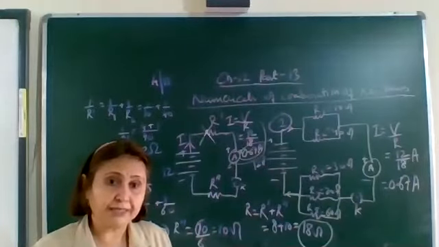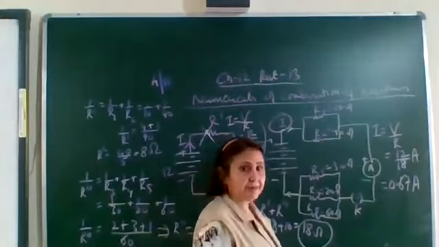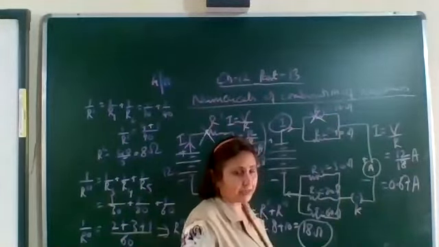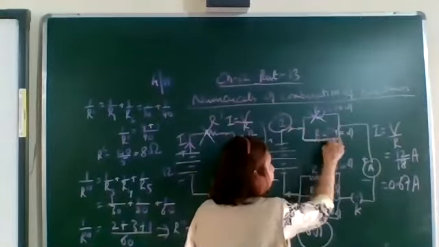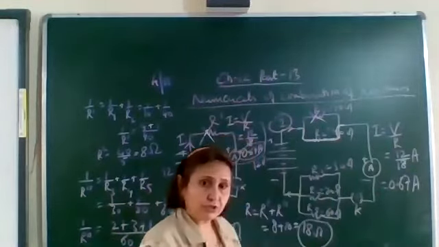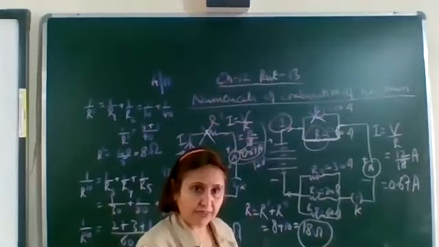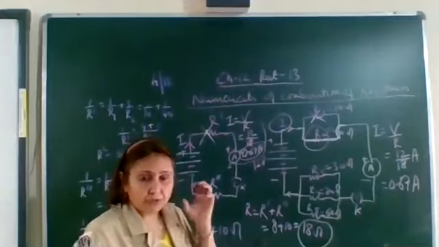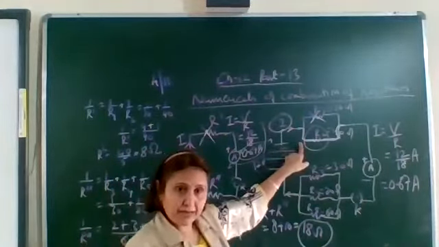But if they are connected in parallel, suppose R1 and R2 are connected in parallel. Suppose this component is not working, but still the circuit is complete. The current can flow through R2 and the circuit is complete. So this R2 component will still be working. That is why it is advantageous to connect the electrical gadgets in parallel.